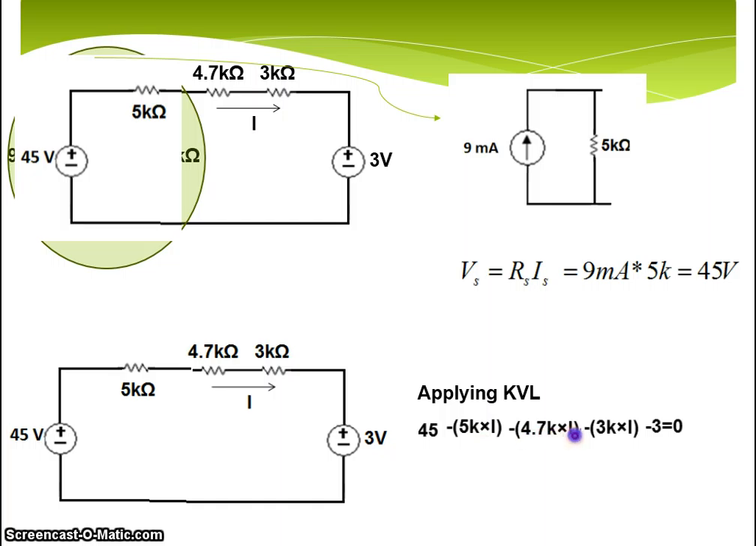Combining all the resistors 5k, 4.7k and 3k together, you can simplify the equation to 12.7k I, and 45 and minus 3 together will give you 42 volts. So the equation simplifies to 42 minus 12.7k I equal to 0. Now getting the value of I is just one step more. I is equal to 42 over 12.7k, which is equal to 3.31 milliampere.